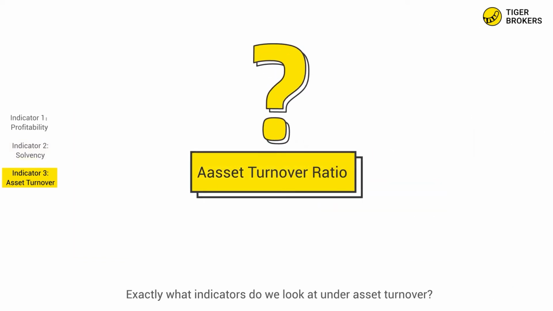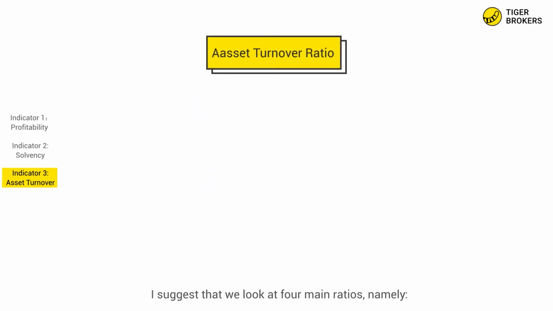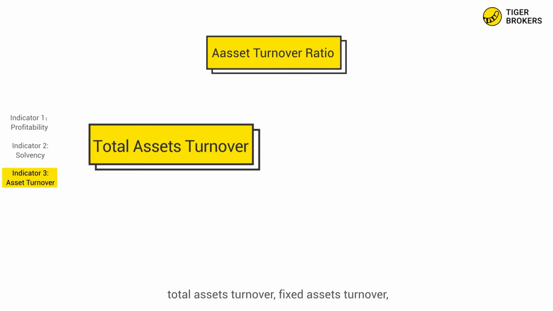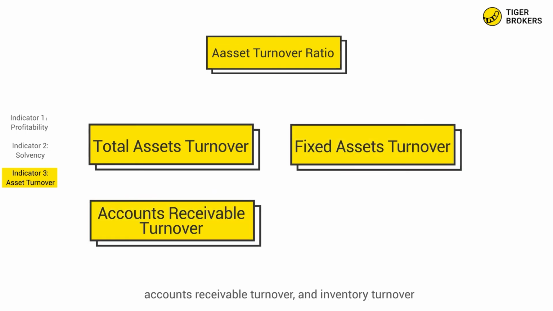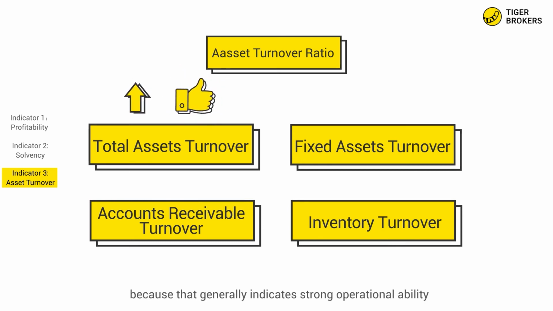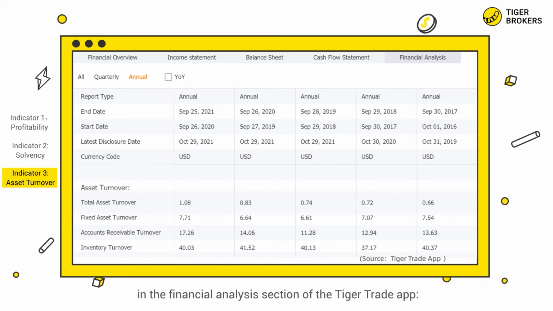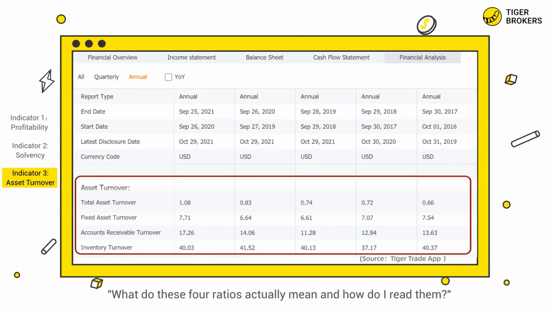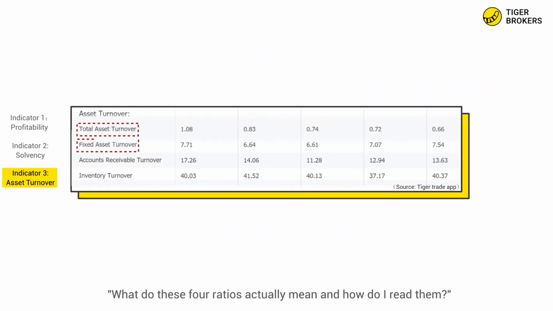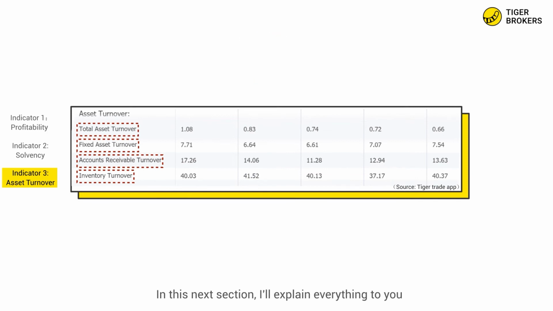Exactly what indicators do we look at under asset turnover? I suggest that we look at 4 main ratios, namely total assets turnover, fixed assets turnover, accounts receivable turnover, and inventory turnover. With turnover ratios, it's the higher the better, because that generally indicates strong operational ability. We can find Apple's asset turnover ratio components in the financial analysis section of the Tiger Trade app. What do these 4 ratios actually mean, and how do I read them, you may ask? Not to worry. In this next session, I'll explain everything to you.